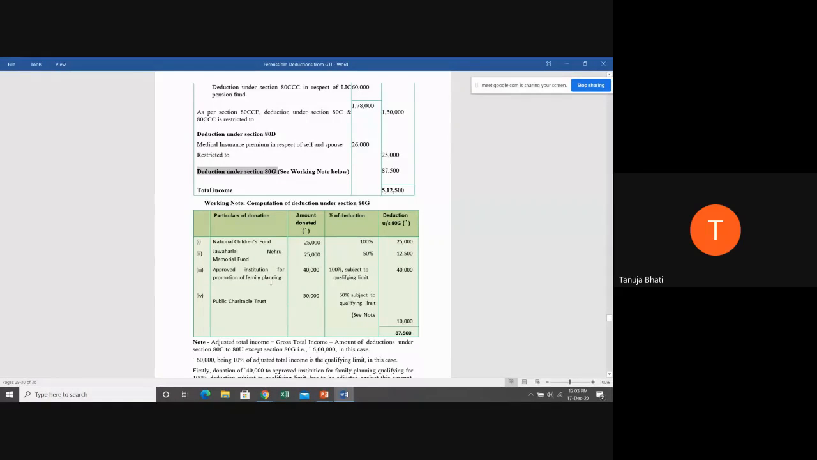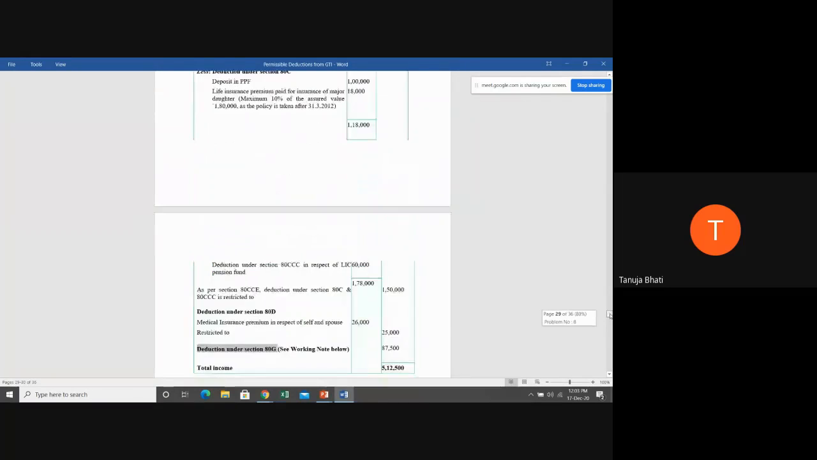Next, third category was family planning, where he's going to get 100% deduction, but subject to qualifying limit. So for family planning, he has contributed 40,000, and the fourth category, public charitable trust, he has contributed 50,000, where he's going to get only 50% of the deduction subject to qualifying limit. So let us now calculate the qualifying limit. What did I tell you? What is qualifying limit? It is 10% of adjusted gross total income.